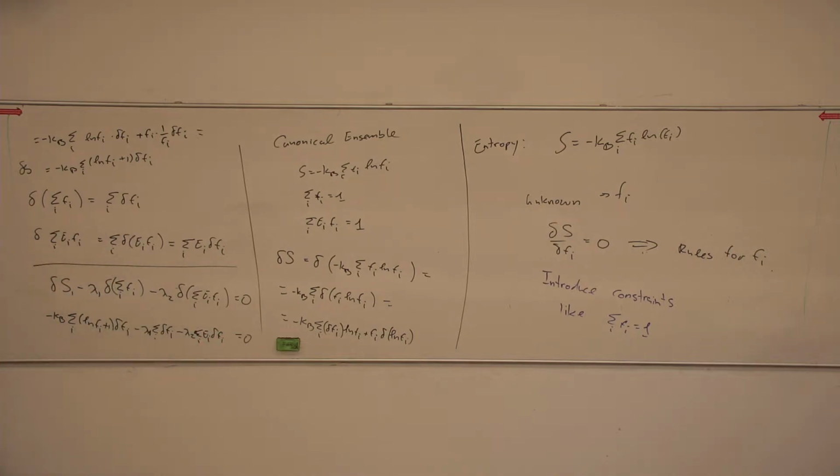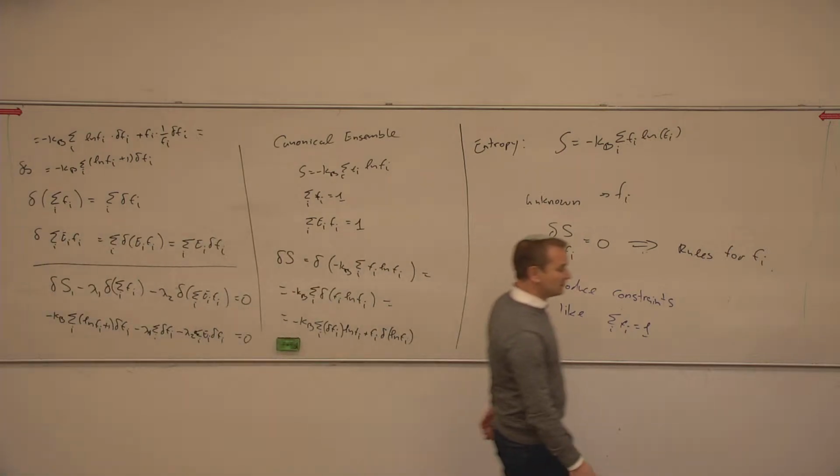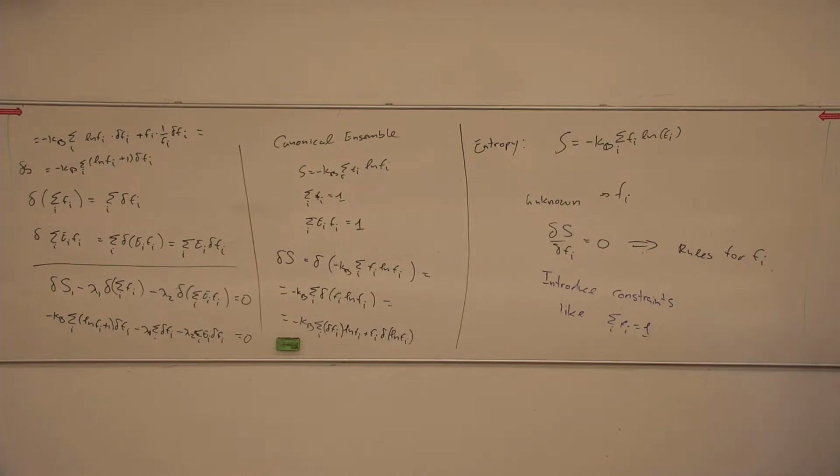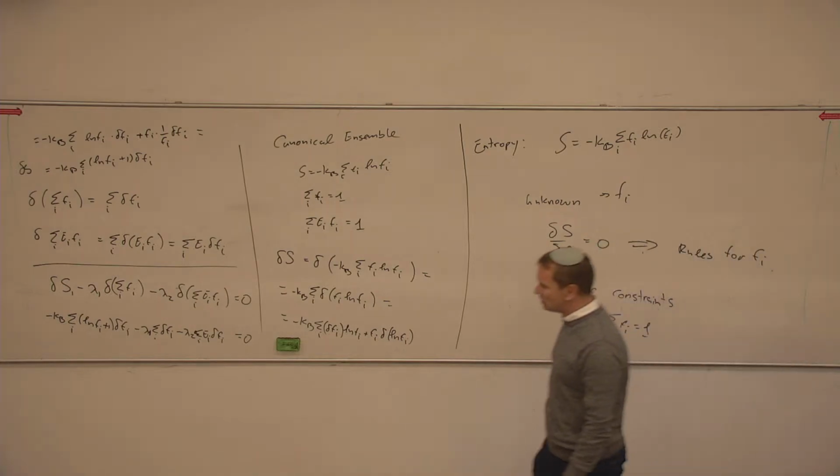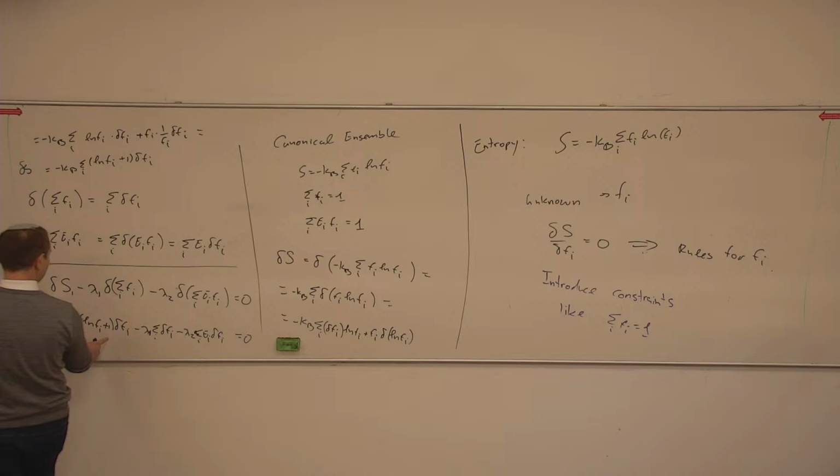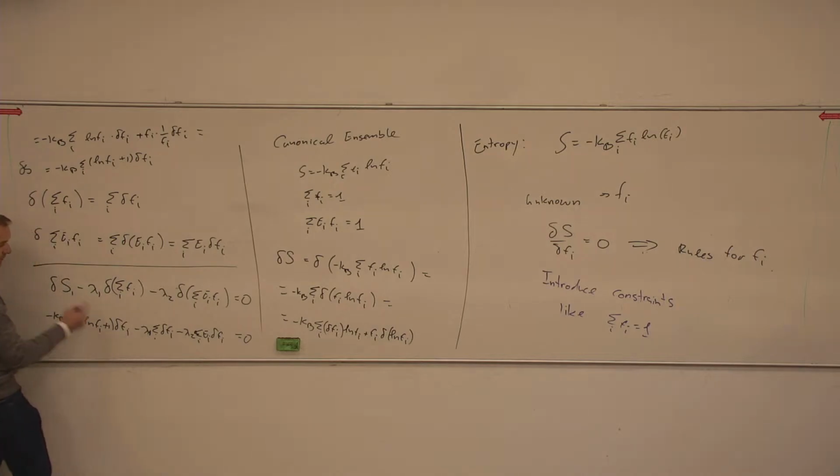Now I see in this expression that it's always the same form. I have a sum, I have some sort of an expression inside, and this expression inside the sum is multiplied by delta fi. Okay. So I want to reorganize everything such that everything will sit in one single sum. Now I want this minus k Boltzmann outside of the sum.